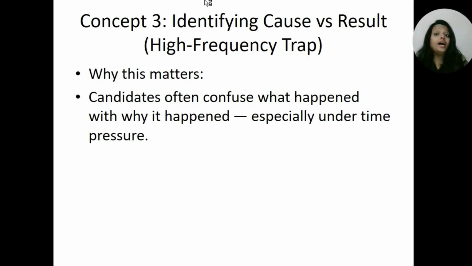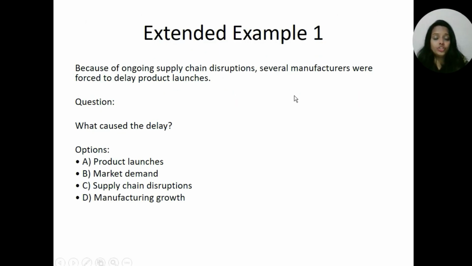So this one is the high frequency trap. Kindly listen carefully. Candidates often confuse what happened with why it happened, especially under time pressure. So let's see an example here. Because of ongoing supply chain disruption, several manufacturers were forced to delay product launches. And the question here is, what caused the delay?